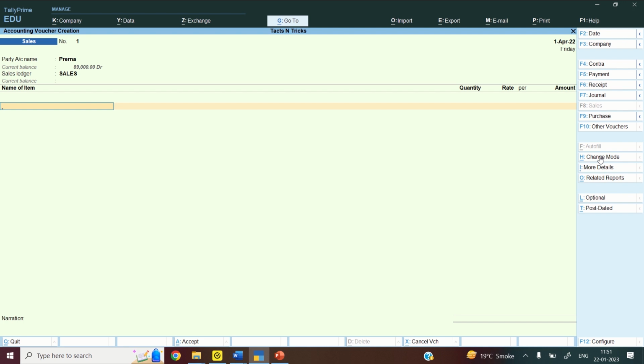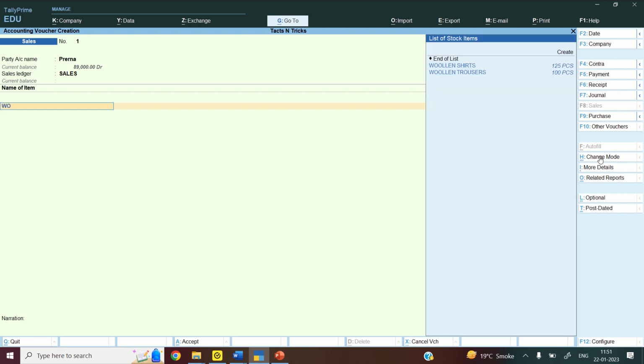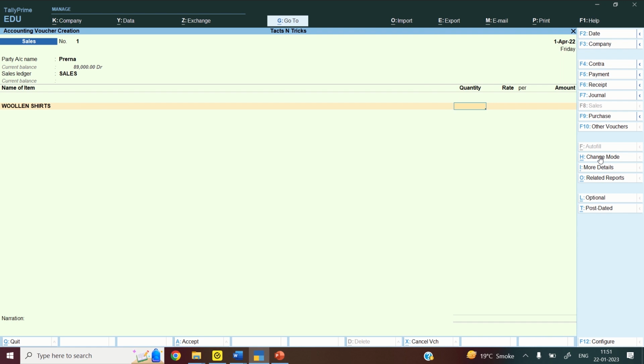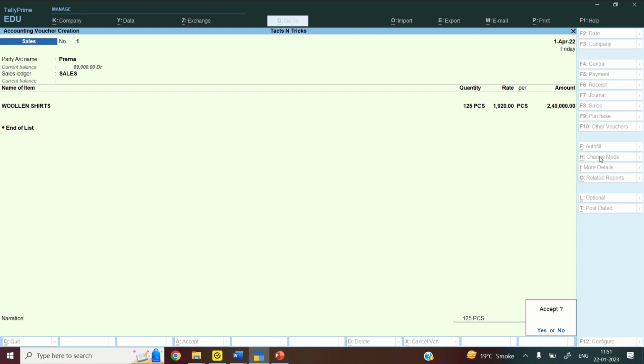Now I will create the sales ledger under the group sales accounts, and I will press Control plus A for my easy working. Now what have I sold to Prerna? I have sold woolen shirts to Prerna, and the quantity is 125 pieces and the amount is 2,40,000. Rate will be adjusted accordingly. Okay, second voucher is done.